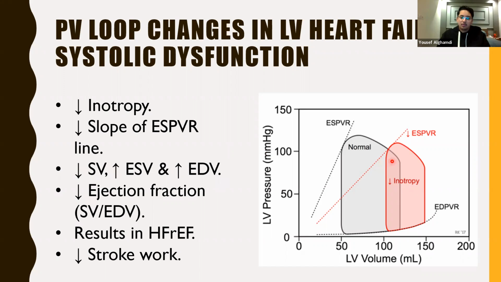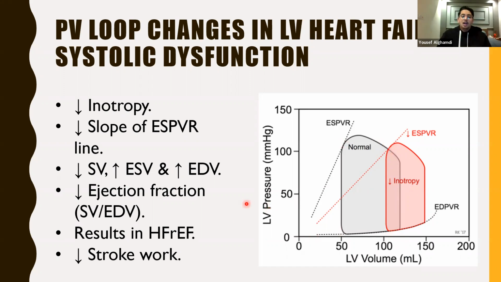Your stroke volume will be less. Your end systolic volume will be more. So this is your end systolic volume, about here, 50 almost. In left ventricular heart failure with systolic dysfunction, obviously the issue is in systole. You will have way more blood still in your ventricles. So your end systolic volume will be more. It will move from here to here, from 50 to about 105, maybe something like that.